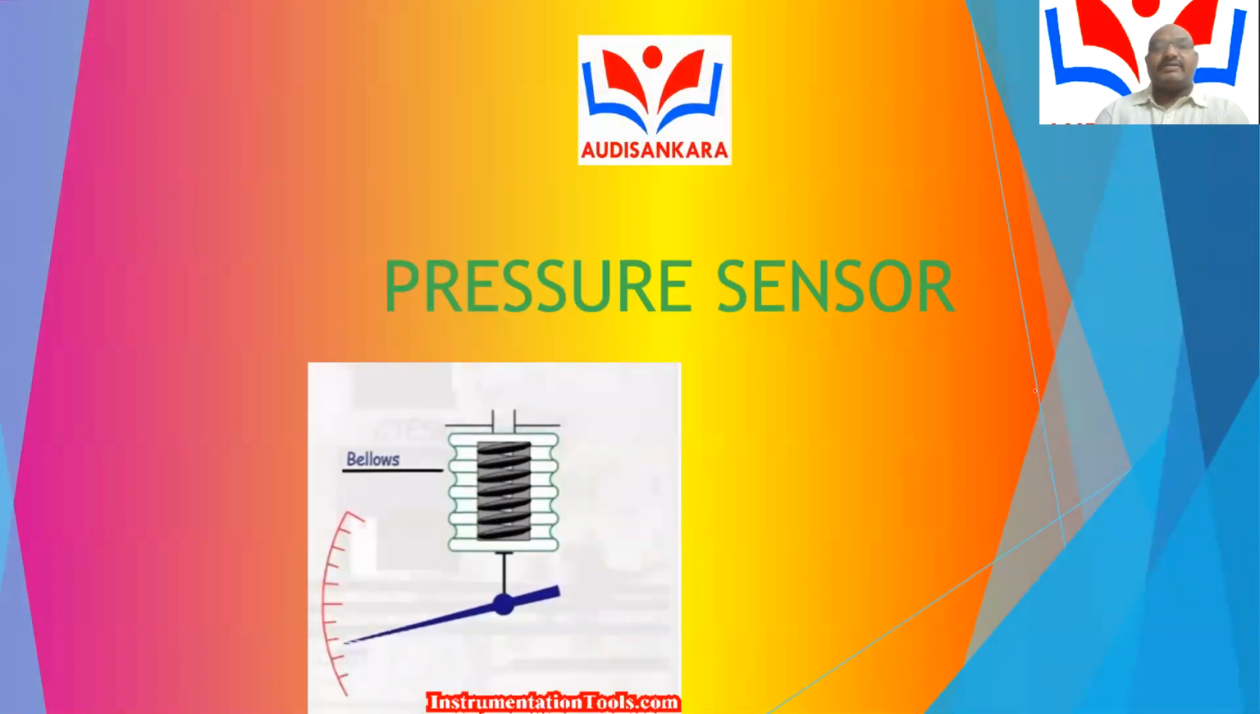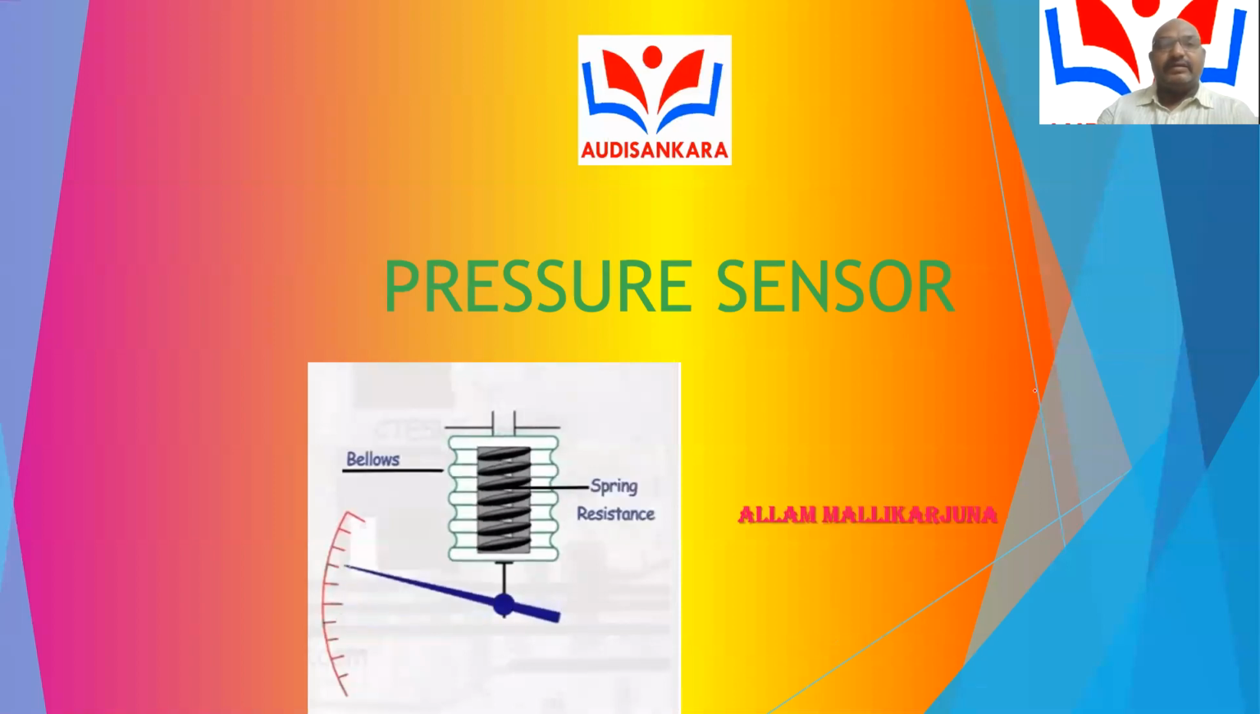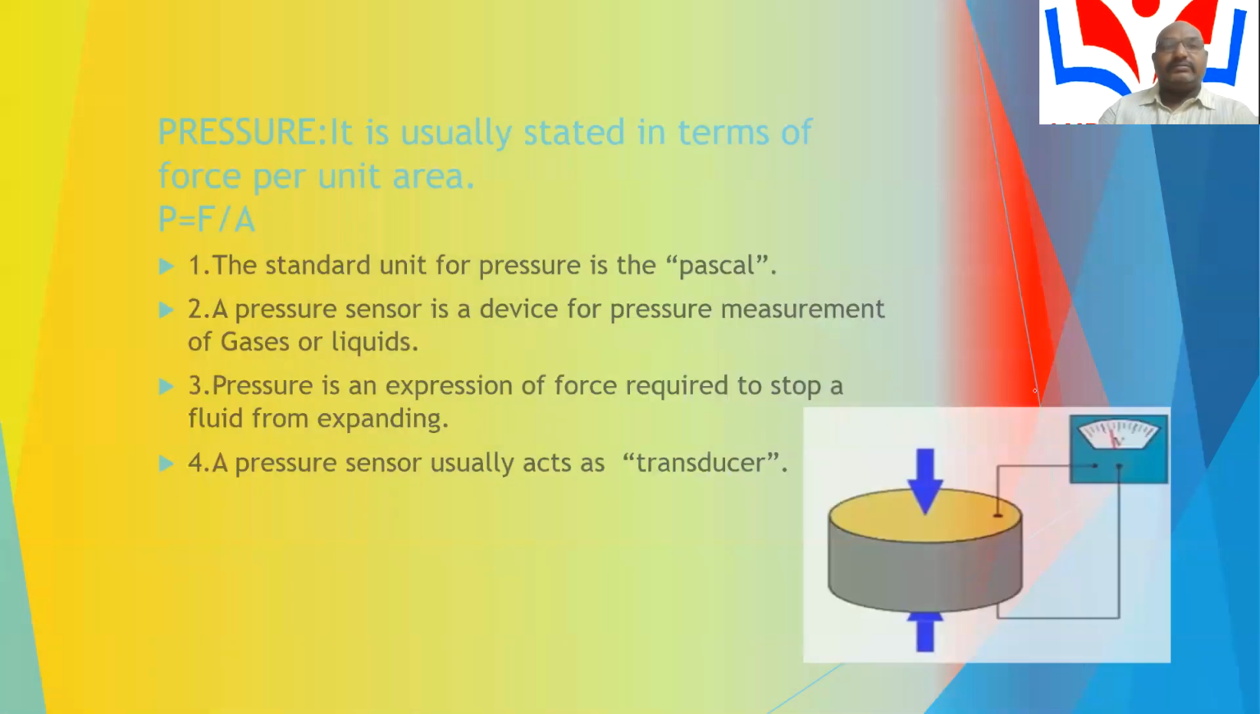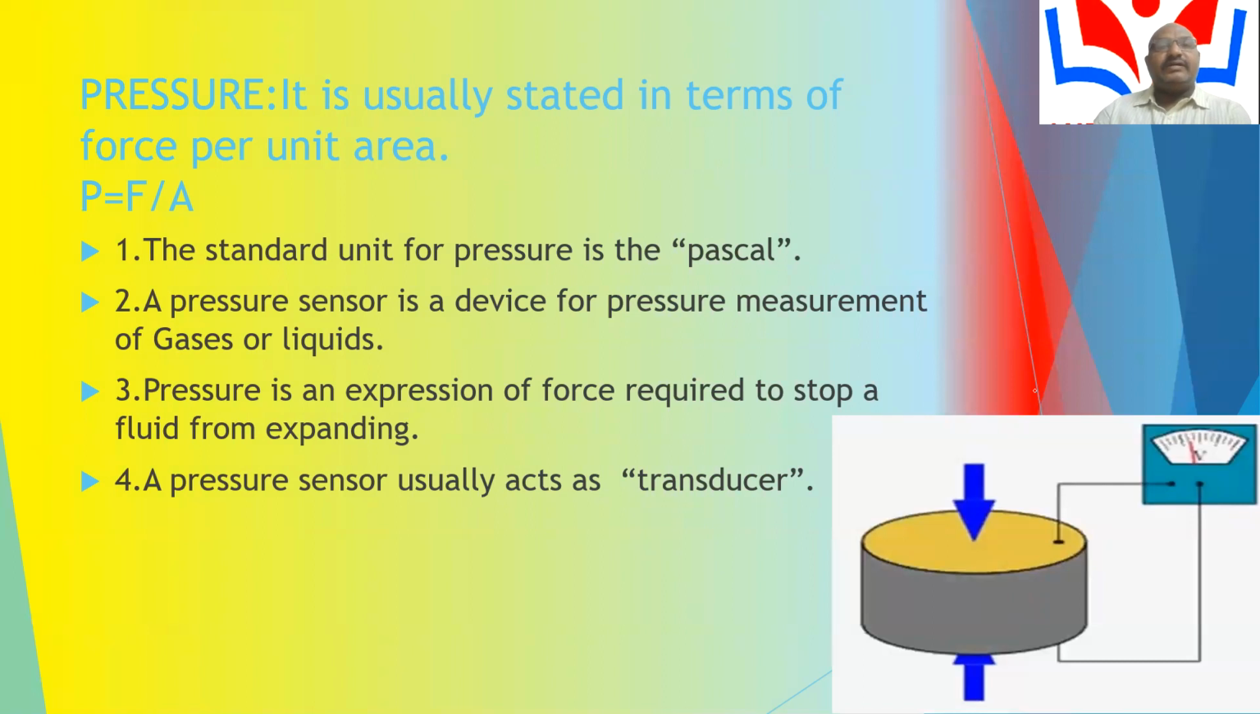The second one is the pressure sensor. Pressure is usually expressed in terms of force per unit area, so pressure is equal to force divided by cross-sectional area. The standard unit for pressure is the Pascal. The pressure sensor is a device for pressure measurement of gases or liquids.